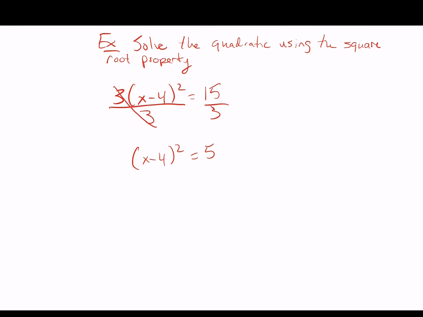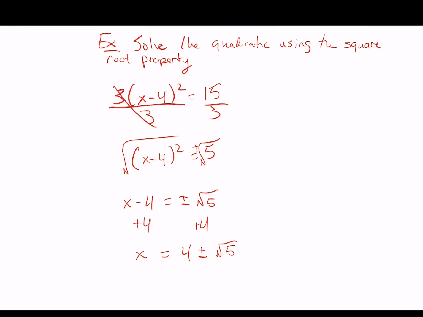And what we have is something squared is equal to 5. So what we can do is take the square root of both sides, and what we get is x minus 4 is equal to plus or minus the square root of 5. We can add 4 to both sides of this, and we get x is equal to 4 plus or minus the square root of 5. Now be very careful when you take the square root of both sides, that you have to put the plus or minus with what is left.